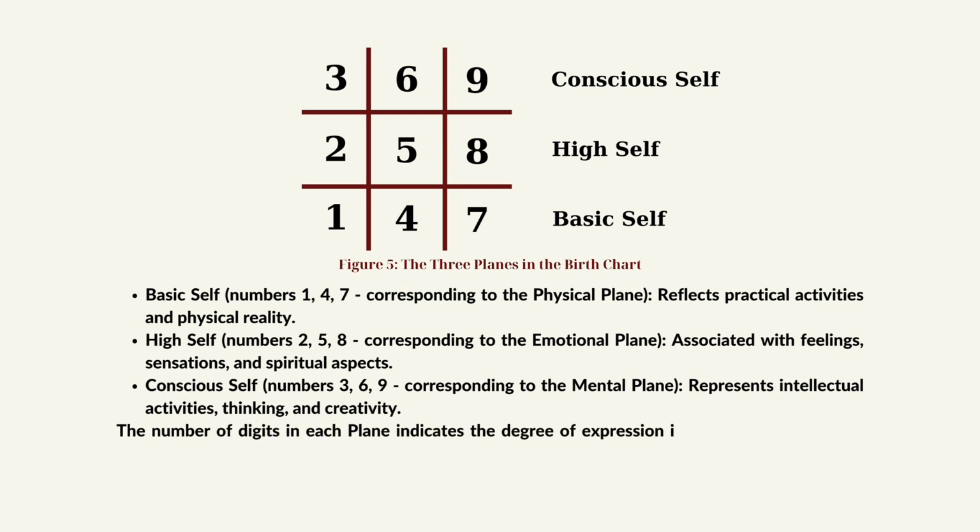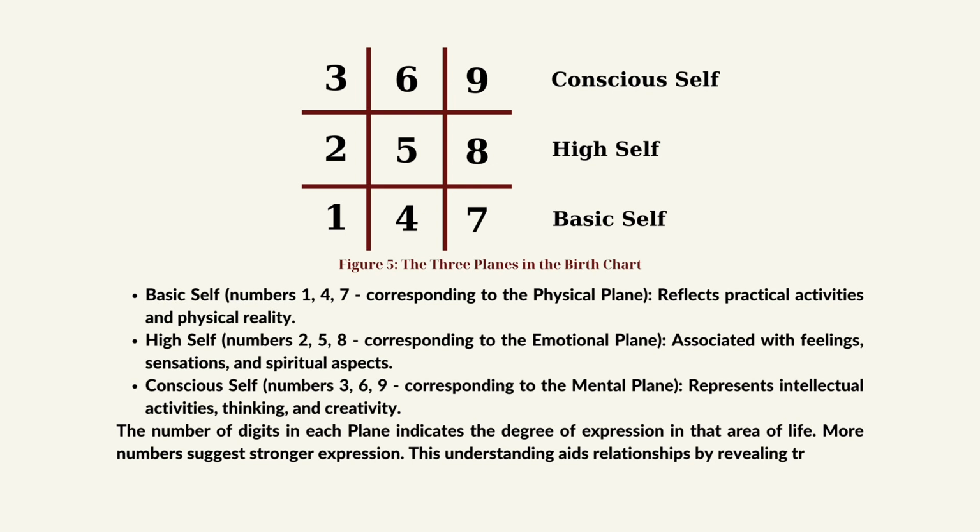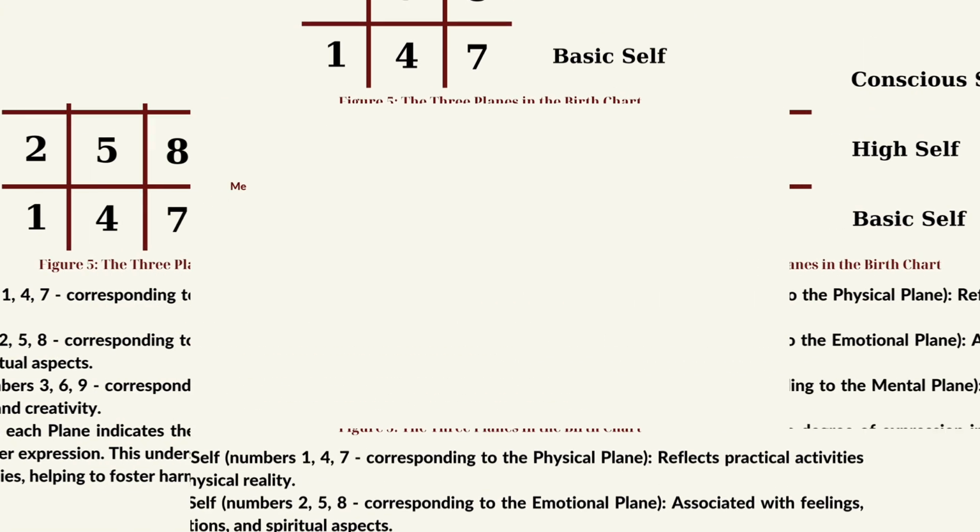The number of digits in each plane indicates the degree of expression in that area of life. More numbers suggest stronger expression. This understanding aids relationships by revealing traits and communication tendencies, helping to foster harmony with family, colleagues, and others.